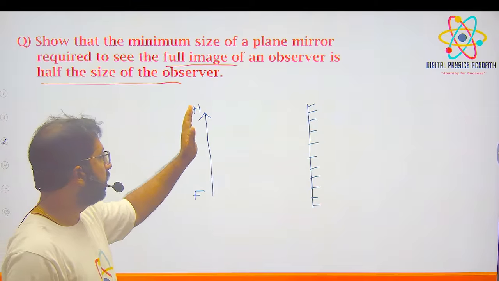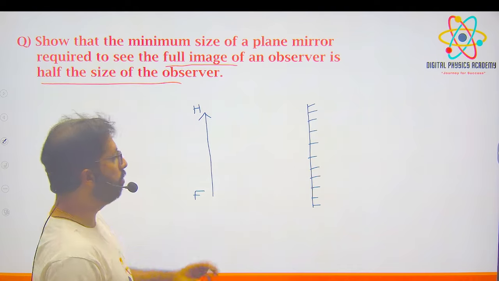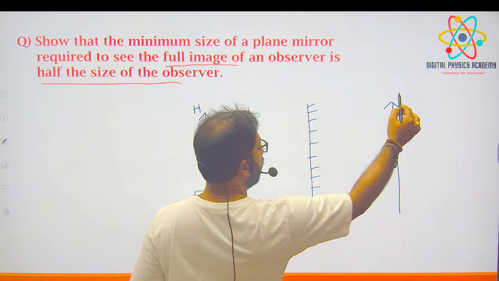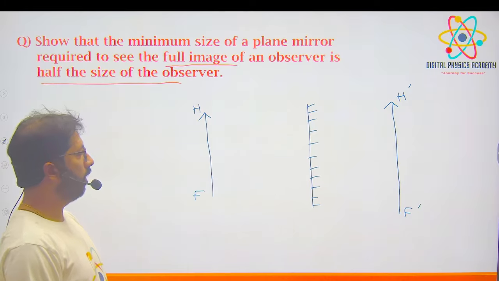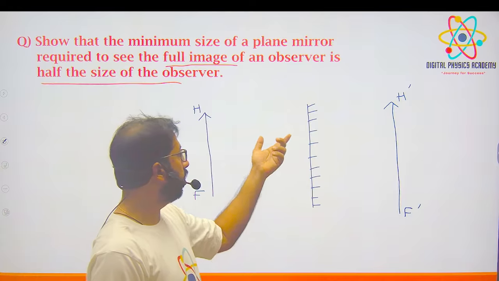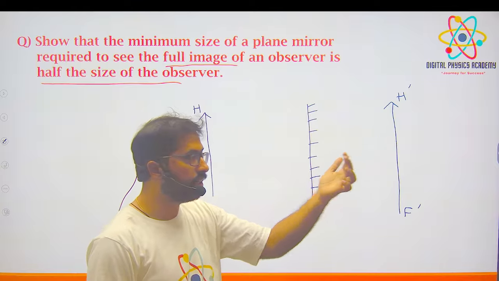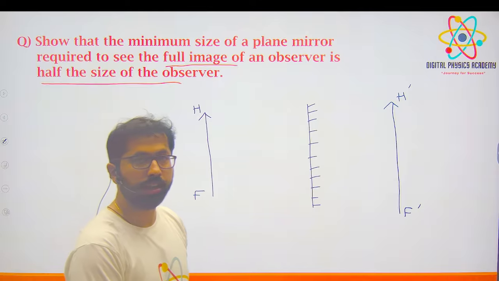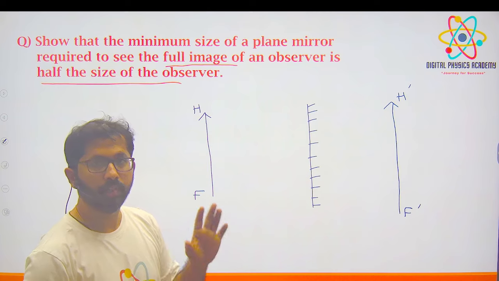You know already the distance of the object from the mirror is equal to the distance of the image from the mirror. So the image will be formed at the same distance, it is formed like this, right? Virtual image, right? H dash, F dash. Now when can he see the complete image in the plane mirror? When a ray from the head comes and reaches our eye, only then can he see the head in the mirror. And similarly, a ray from the feet should hit the mirror and be reflected to the eye. Then only can we see the image, right?